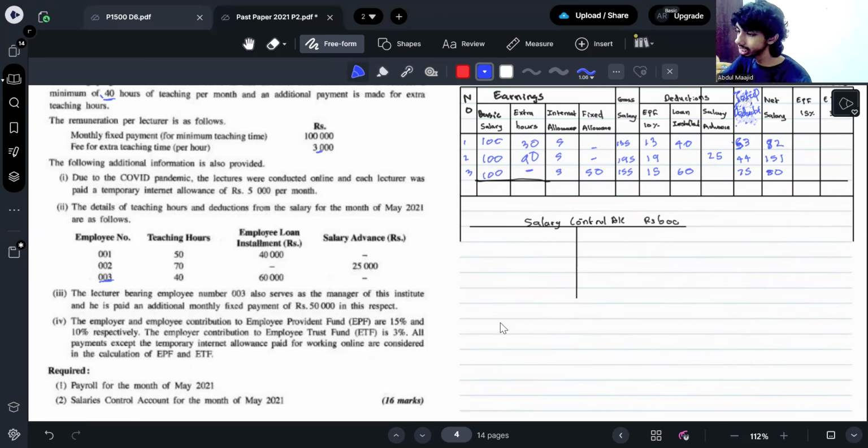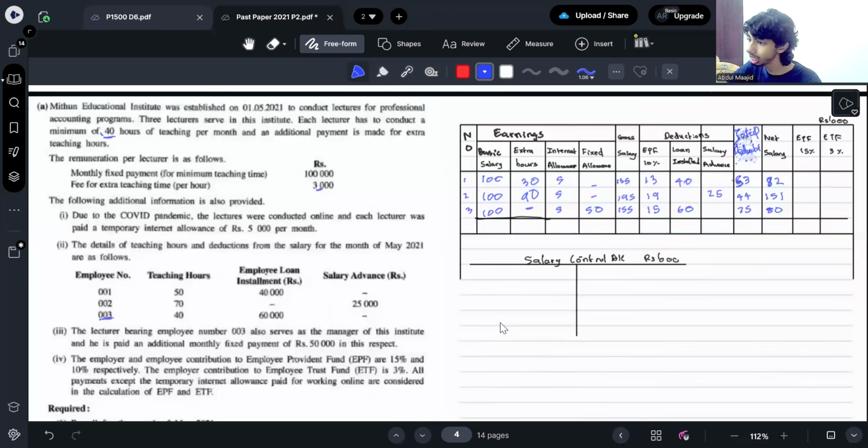Then EPF and ETF are also calculated from the gross salary other than the internet allowance. So 15% of 130, that is 19.5. 15% of 195, that is 29.25. 15% of 150, that is 22.5. Then the ETF expense: 3 divided by 100 into 130, 3.9. 3 divided by 100 into 190, 5.7. 3 divided by 100 into 150, 4.5.